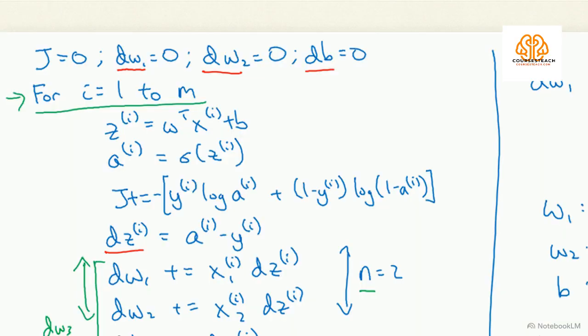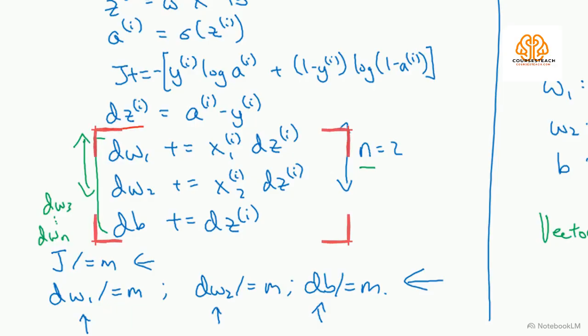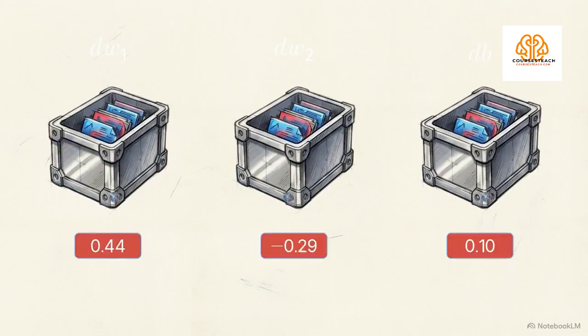Dropping down a line, we see our for loop. This instruction tells the computer to visit every single example, from customer 1 all the way to customer M. For each one, it calculates a specific prediction and measures the error. Inside that loop, the actual accumulation happens. The computer calculates the specific nudge needed for feature 1, like our salt, and feature 2, our spice. It takes those individual opinions and adds them to our running tallies.